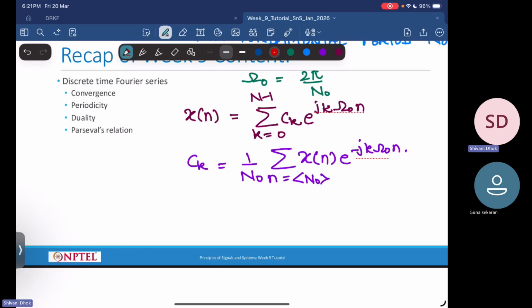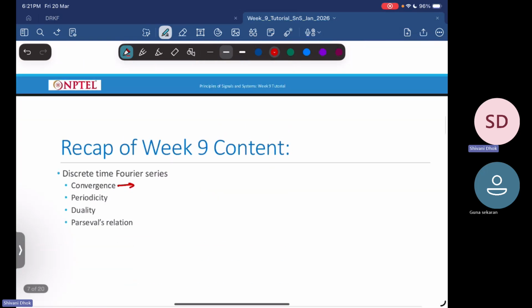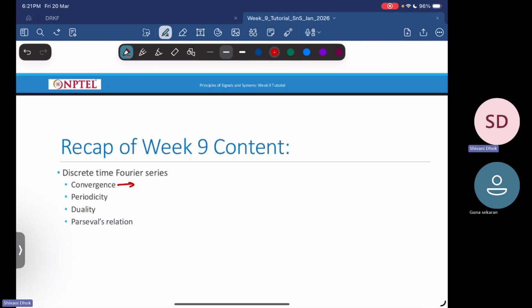Convergence comes up when you have an infinite summation. So this is basically a finite summation. It's a summation, not an integration, over a finite duration, so it is always guaranteed to converge. And why? This is because you have a finite duration sum.